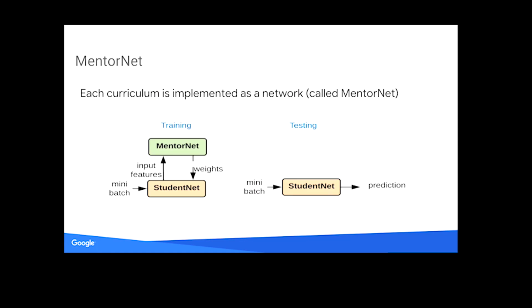Here we implement each curriculum as a neural network, which we call MentorNet. The MentorNet is used to supervise the training of the base network called StudentNet. In training, MentorNet and StudentNet are learned together jointly, where the MentorNet extracts the input features from the mini-batch and outputs the weights for StudentNet to learn. At test time, the StudentNet makes predictions alone without any MentorNet.